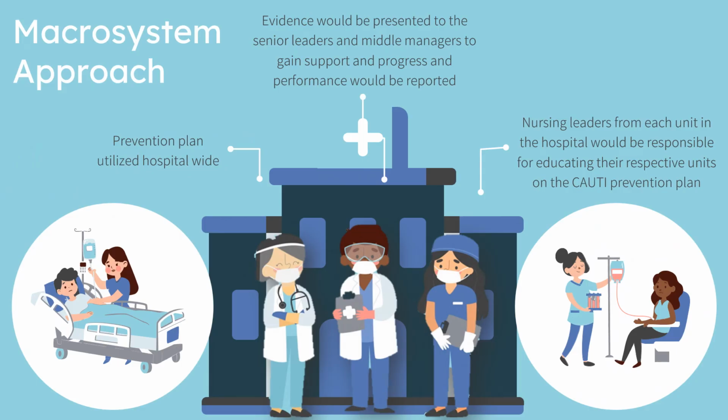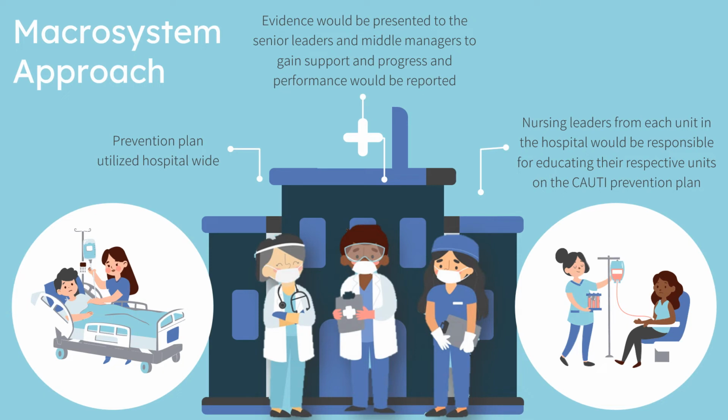According to Nelson et al. 2007, the macrosystem method of improving outcomes involves the entire hospital system and each part of the system becoming aligned with a goal of organization-wide improvement. After the CAUTI prevention plan proved to be successful on the microsystem level, it could then be utilized hospital-wide. Evidence would be presented to senior leaders and middle managers to gain support.